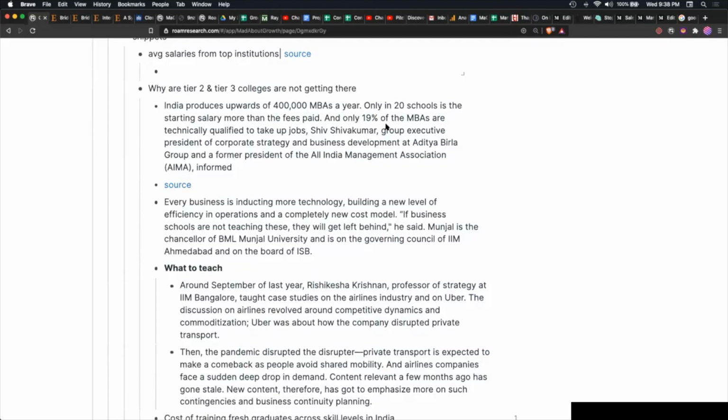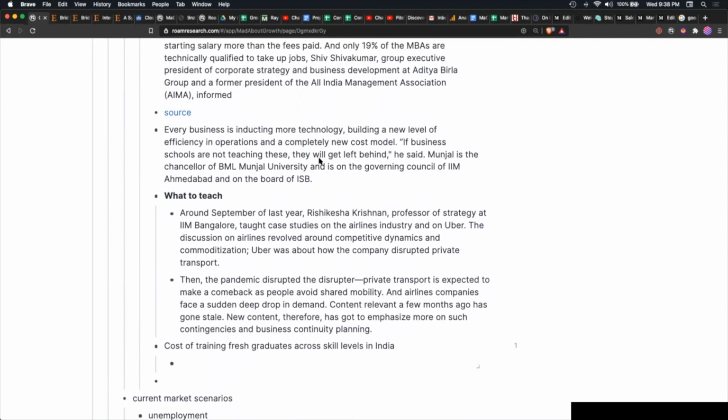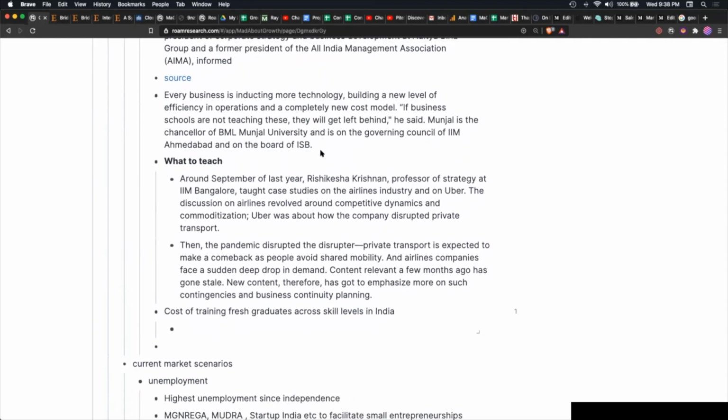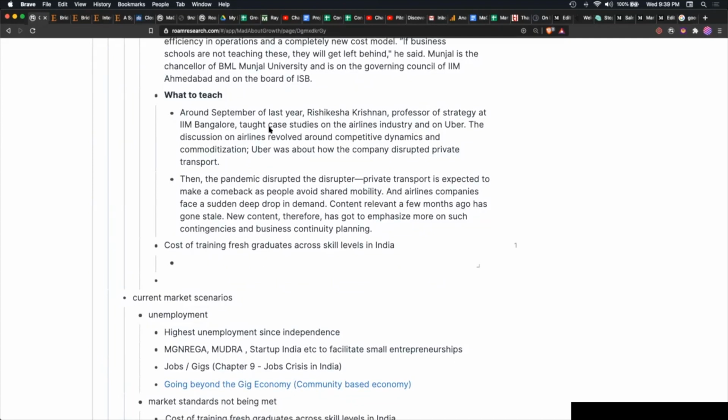All right, and only 19% of the MBAs are technically qualified to take up jobs. So because now tech and other things are coming, even ISB is now thinking about lifelong income sharing agreements with their students, right? And by the time this goes to a proposal and then comes back, we would have captured the market, ideally speaking, right?